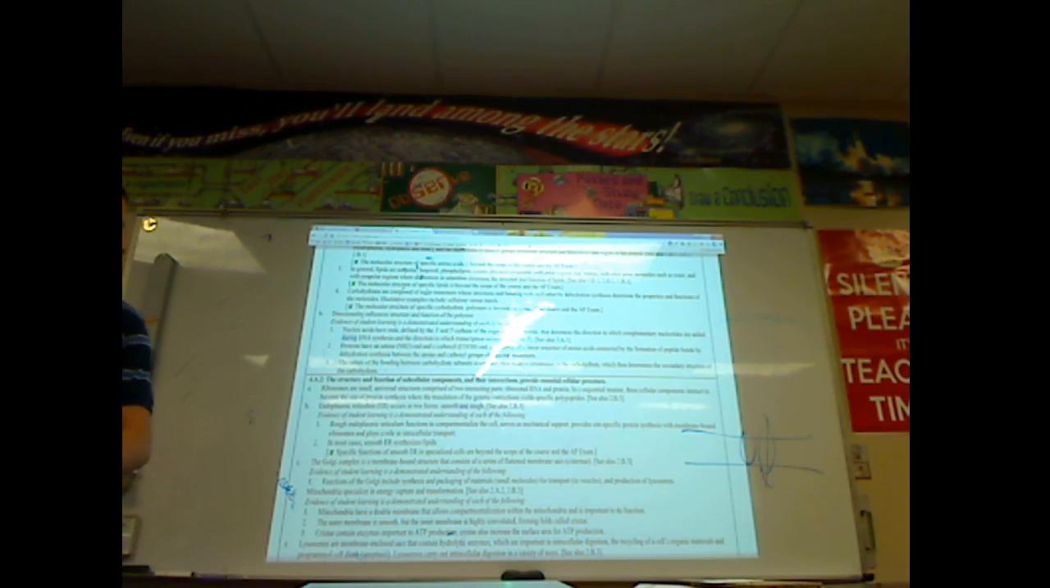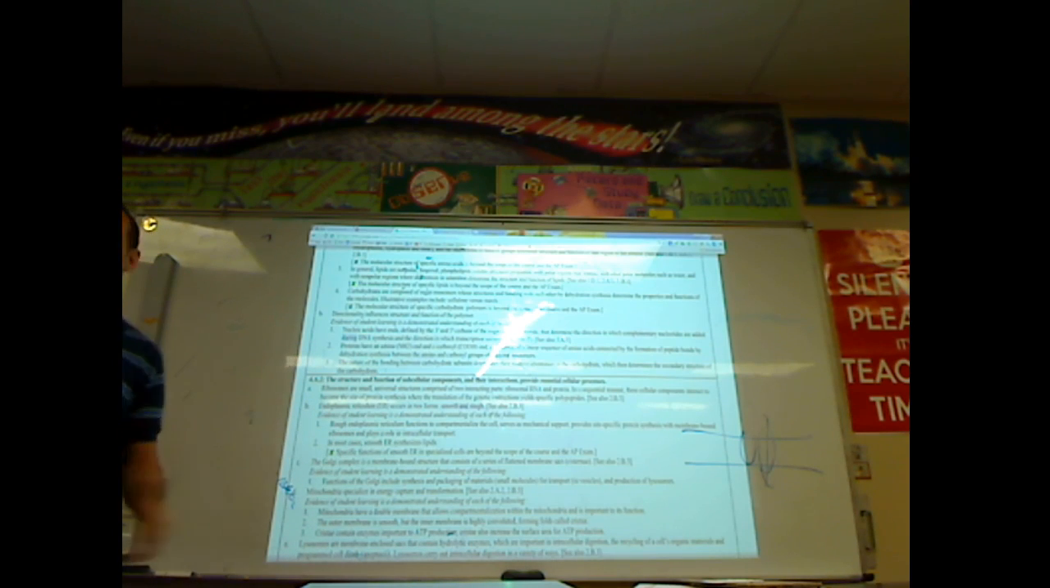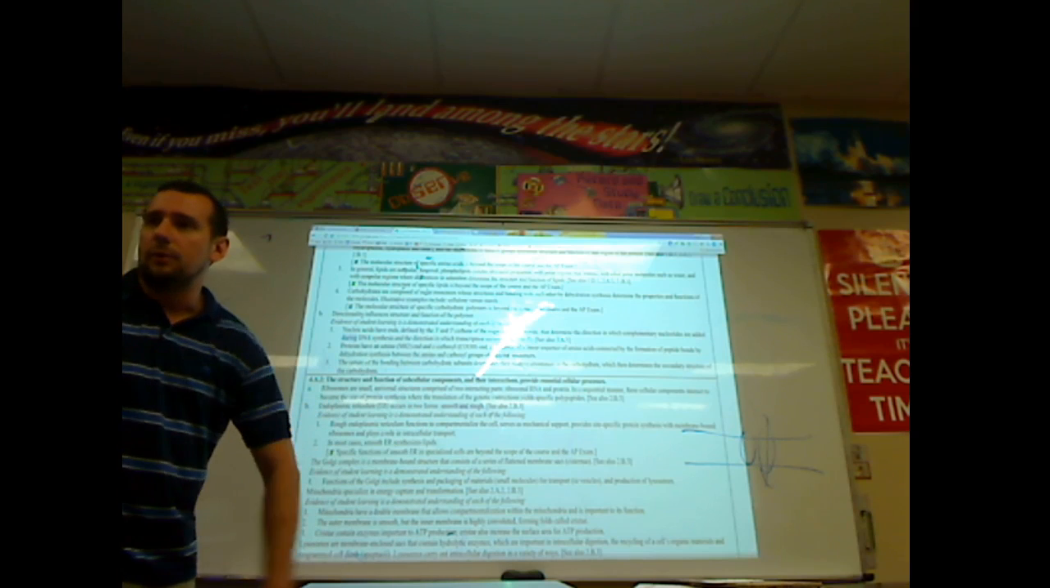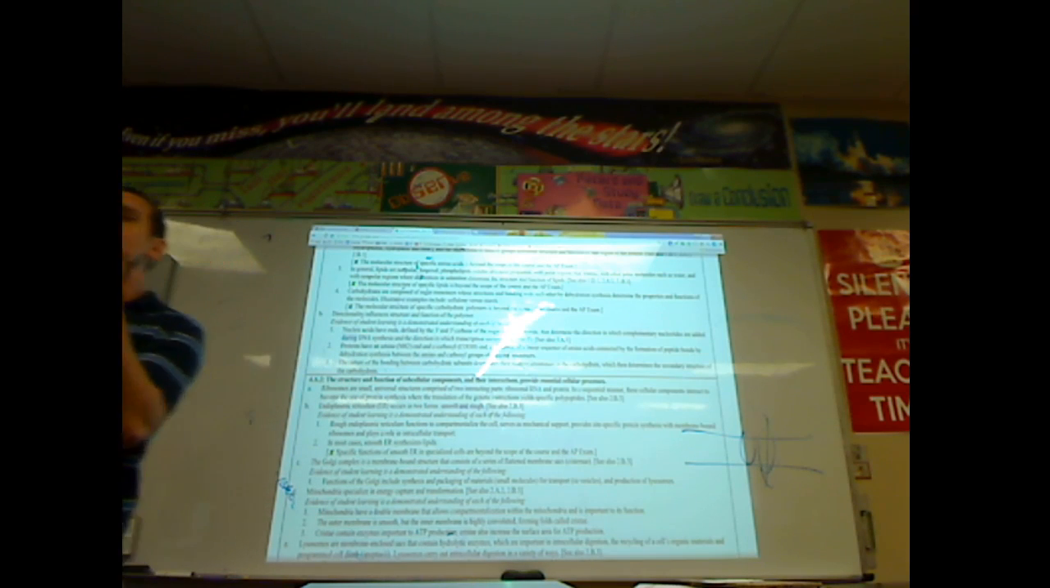They're cell factories. The ER, smooth and rough. It says you're supposed to know what they do. We talked about the rough already. It packages, modifies, cuts, adds, makes modifications to the things which are going to be delivered outside.